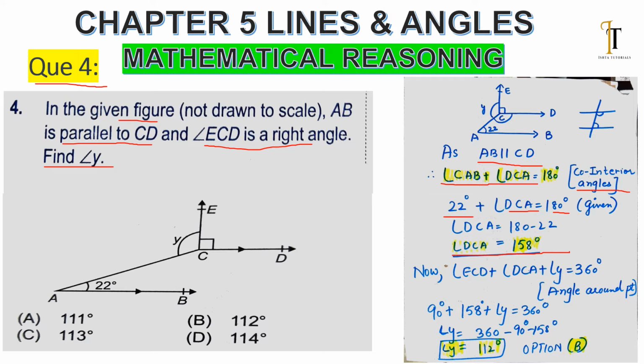Now let's check all the angles at point C. Then angle ECD plus angle DCA plus angle Y is equal to 360. Reason is angles around a point are always equal to 360. On substituting all the values, we got angle Y is equal to 112, that is option B.